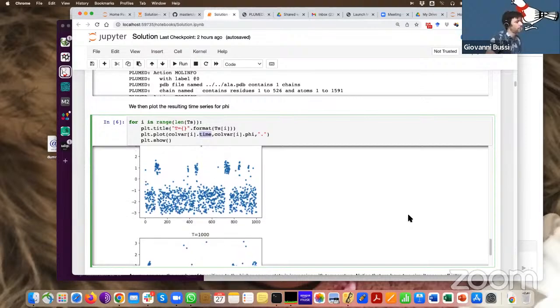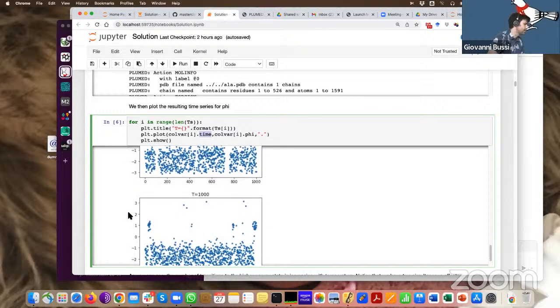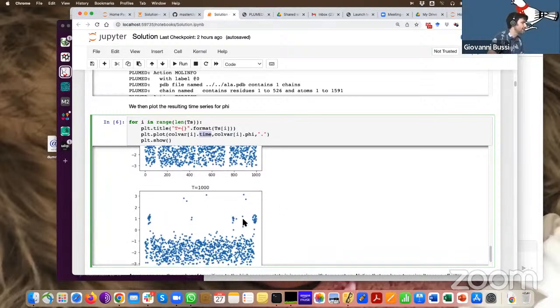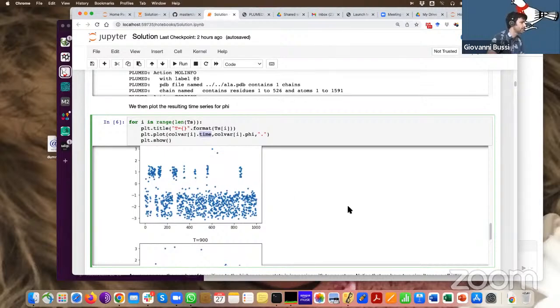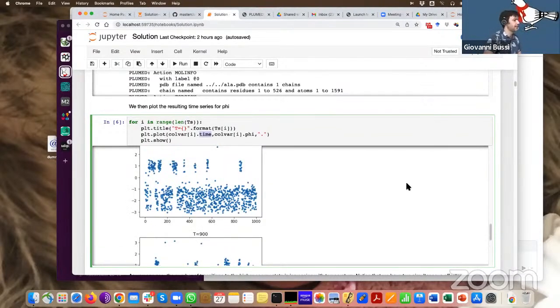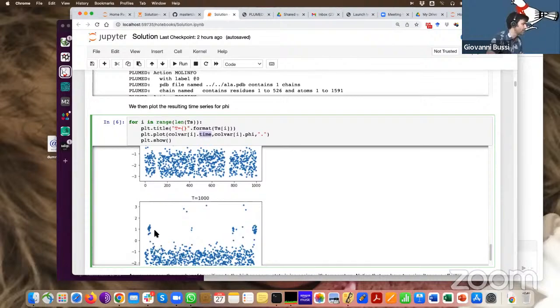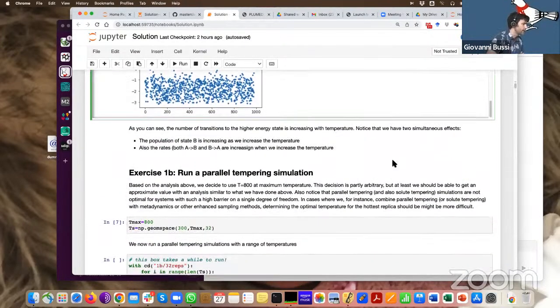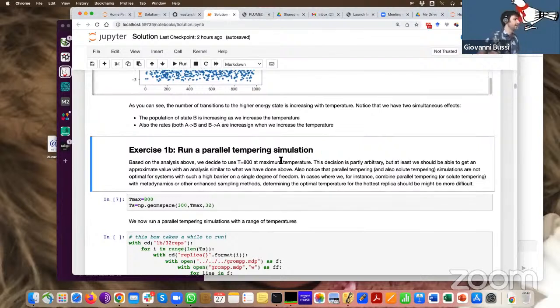You see, it's difficult to predict this because there is a lot of stochasticity. It's not obvious how much this number will increase as I increase the temperature. Anyway, based on this, I would say 800 is probably sufficient to see transitions between one state and the other. So for exercise number 1B, I decided to use 800 as the maximum temperature. Those of you that did this exercise, which temperature did you choose as a maximum?